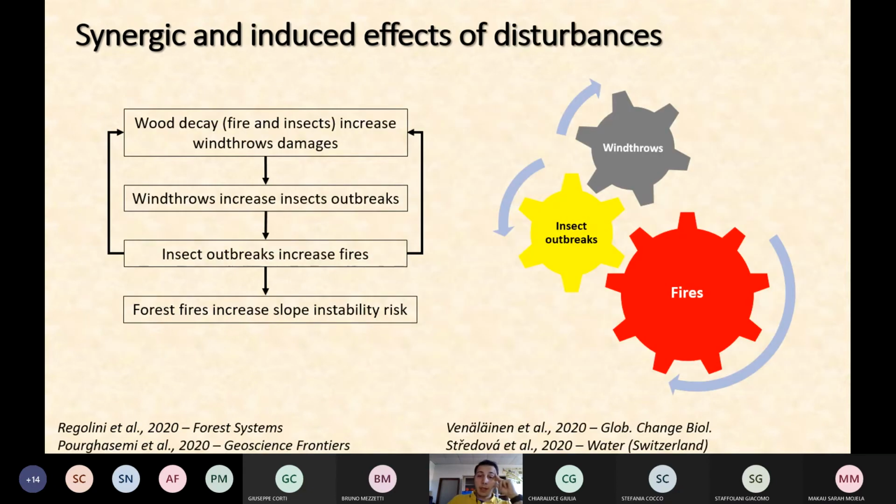As said, we can have a synergic effect of these disturbances on the environment that can cause forest degradation and vulnerability. For example, wood decay caused by fire and insects can increase windthrows, and windthrows can increase the insect outbreaks that can increase the fires, and so on in a circle. And all the disturbances can also increase the risk of slope instability.